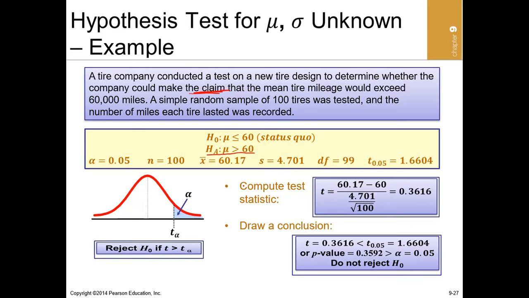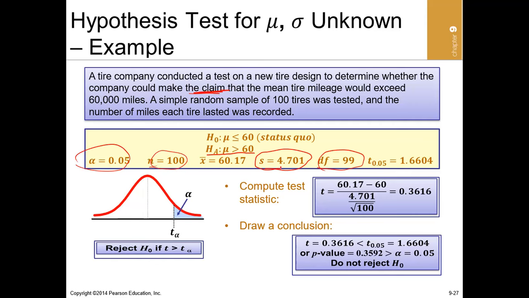Now, we don't know the population standard deviation, but we know the sample standard deviation to be this figure, 4.701. The degree of freedom is 99. The sample size is 100 and the alpha is 5%.